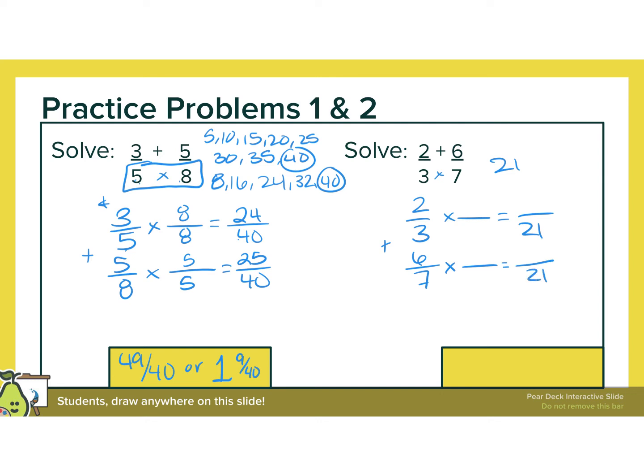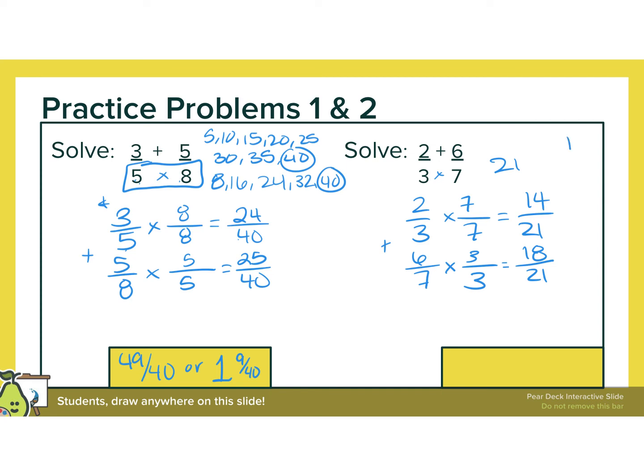I'm going to see what I need to multiply by. 3 times what is 21? That is 7. 2 times 7 is 14. 7 times what is 21? That's 3. 6 times 3 is 18. You can use calculators for the multiplying. Doesn't matter. Again, I'm going to have a bigger number.